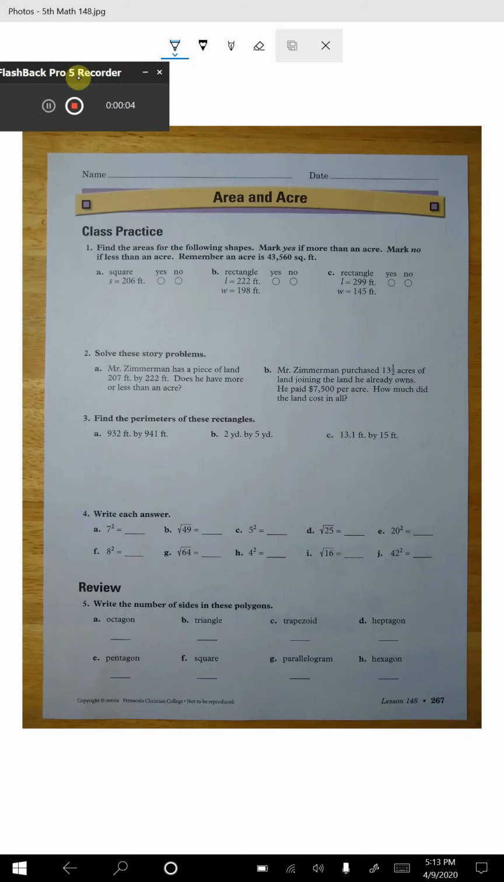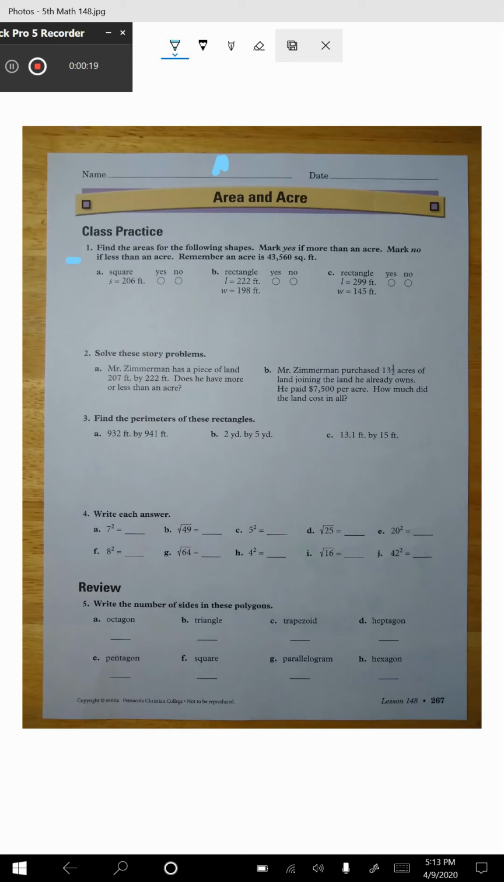Okay, in today's lesson, we're going to be using this measurement a little bit. An acre. Oh, here we go, I did it again. Uh-oh, let's move this. Okay, an acre is, get rid of this, right here. An acre is 43,500.